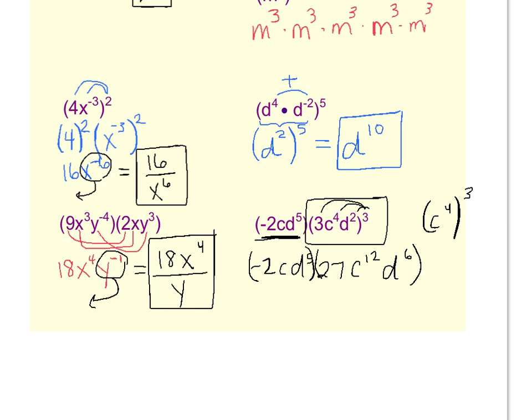So starting to get a little sloppy looking, but alright, so now we're going to multiply the things that go together. The negative 2 and the 27 give us a negative 54. And then we have a c times a c to the 12th, and we get c to the 13th power.